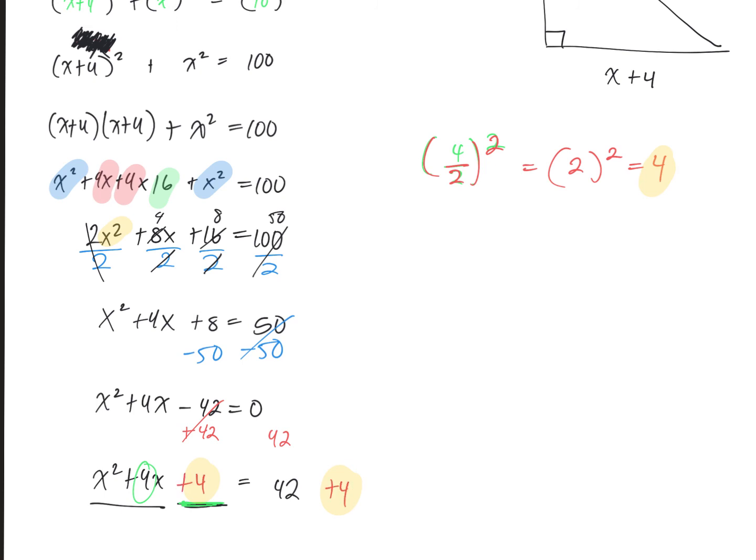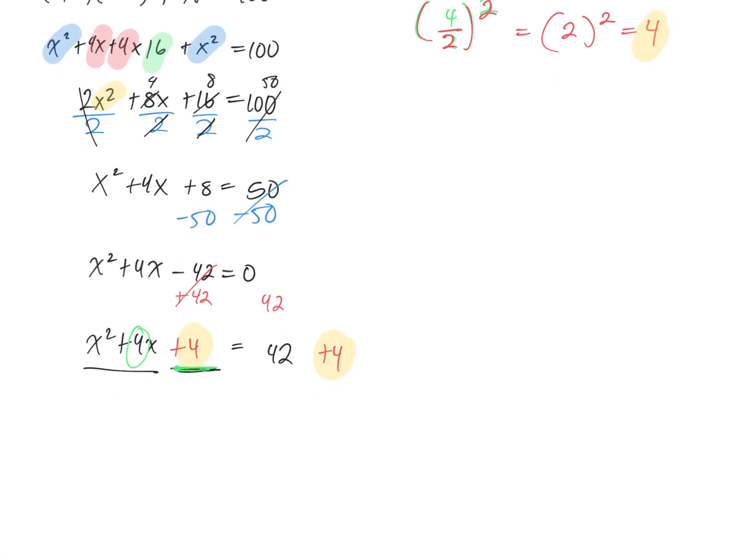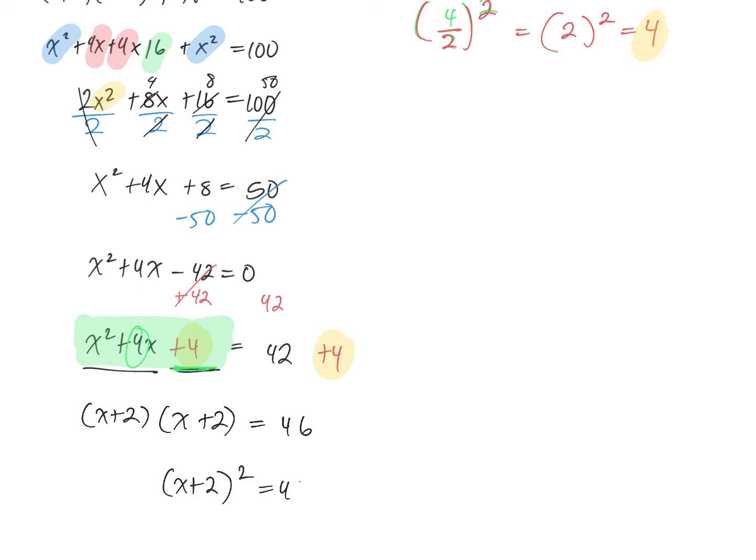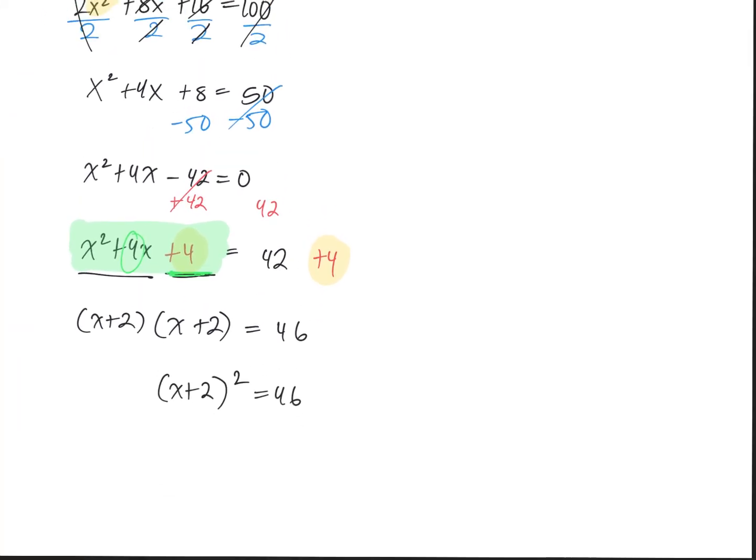Why do we care about 4? Because it makes this trinomial beautifully factorable, which is what we were struggling with before. It makes this factorable into the two perfect binomials, x plus 2 times x plus 2 equals, and I'll add those together, and I get 46. So now I can rewrite these two as x plus 2 squared equals 46, and now we can solve.